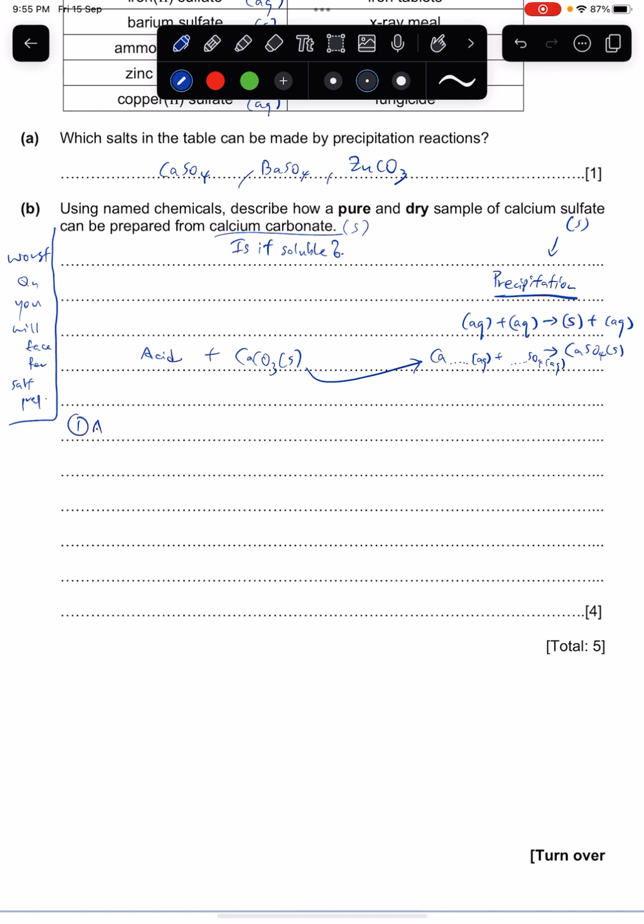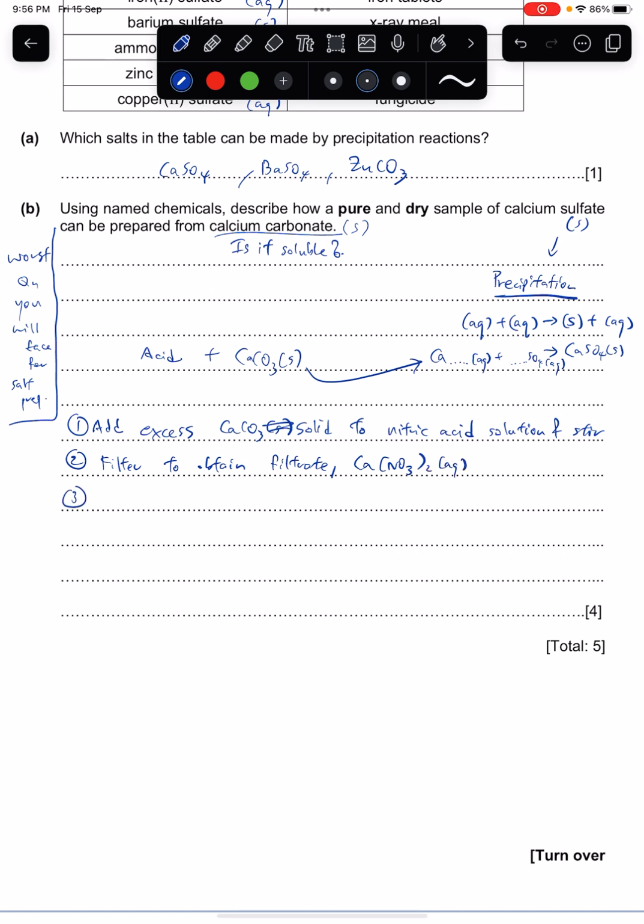So first step, I will add excess calcium carbonate solid to nitric acid solution. You can always just use nitric acid or hydrochloric acid, they are quite safe. And stir. Cool. Next, I will filter, because I have some liquid and some solid mixed together. Filter to obtain the filtrate, and I will even tell them what's the filtrate. Calcium nitrate.